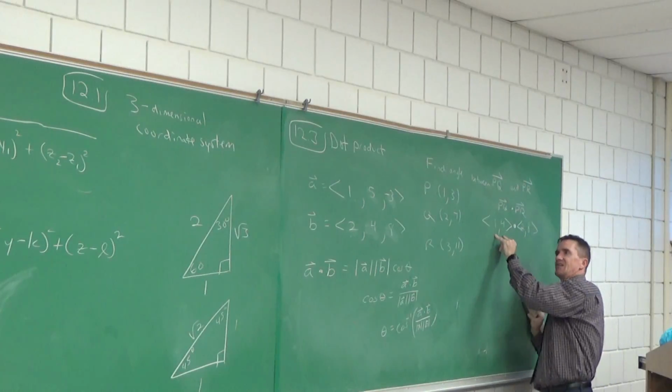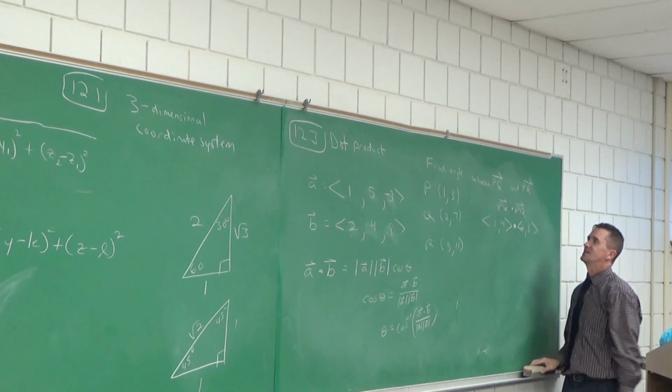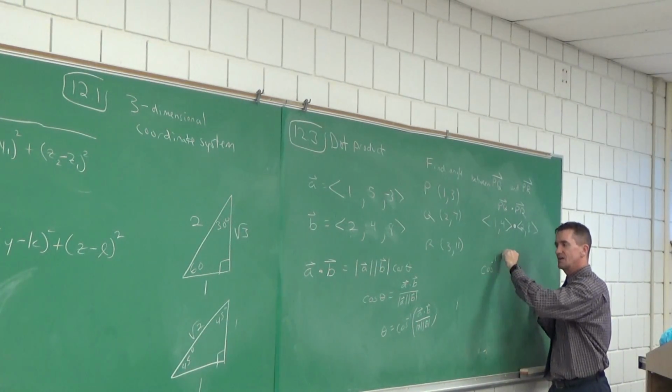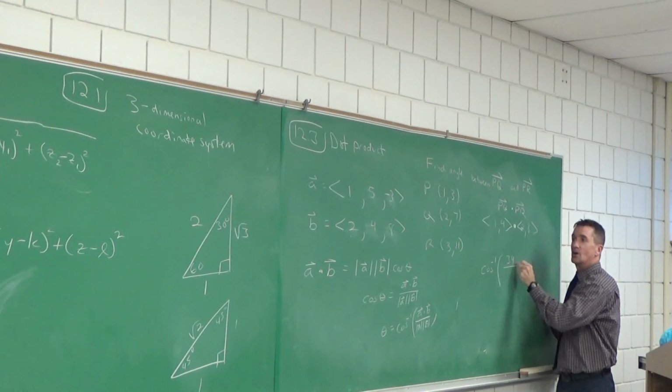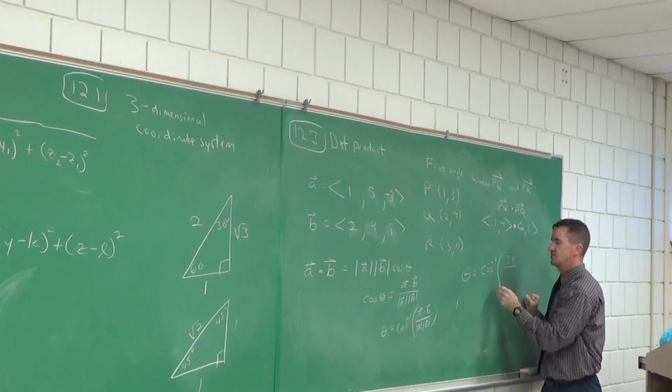Sometimes it helps if you put it underneath it. That times that plus that times that. 32? 34. 34. Alright, inverse cosine. This would give me the angle between these vectors PQ and PR. Here's my angle, inverse cosine.